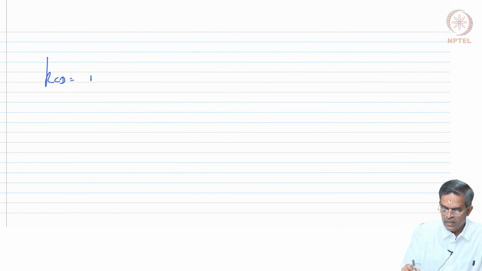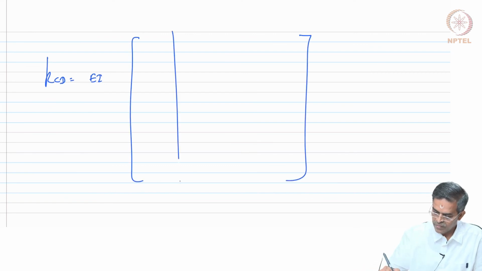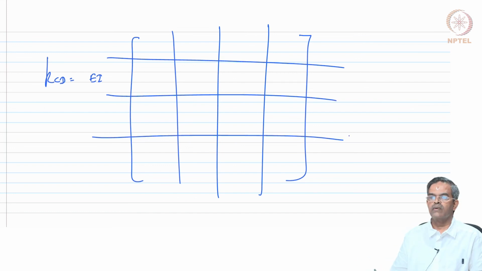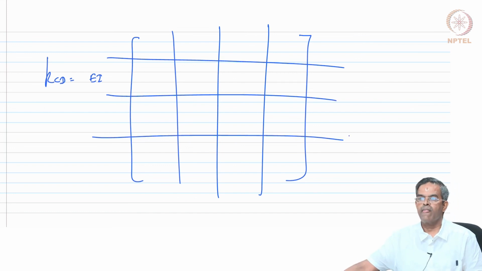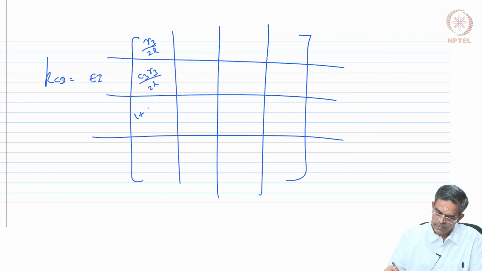So, KCD EI times of, which will be R3 by 2L, C3 R3 by 2L, 1 plus C3 of R3 by 2L, the whole square, negative.